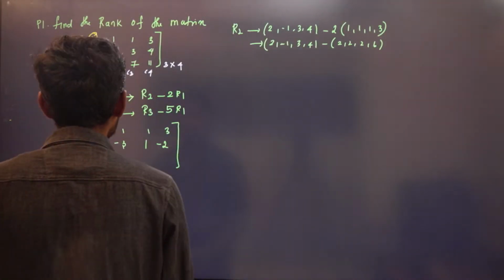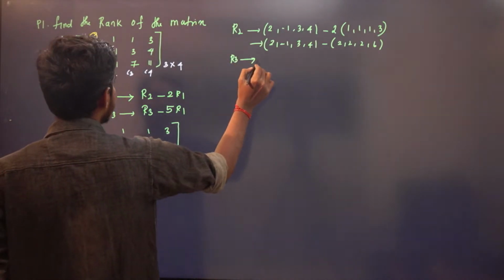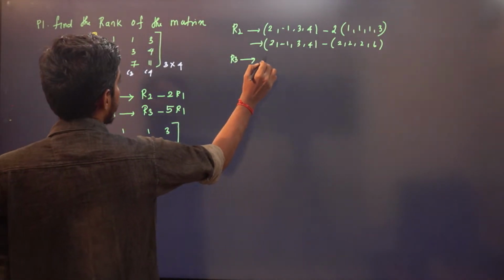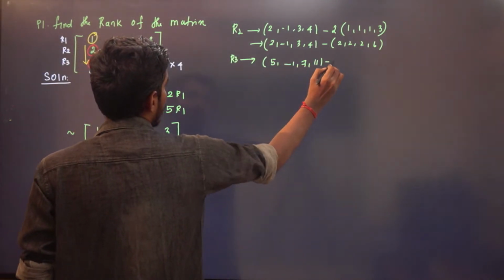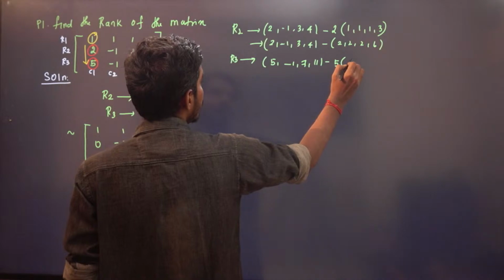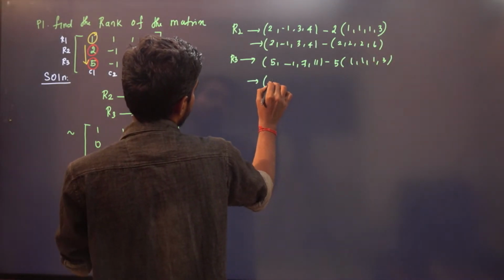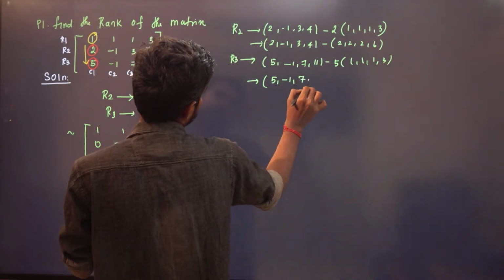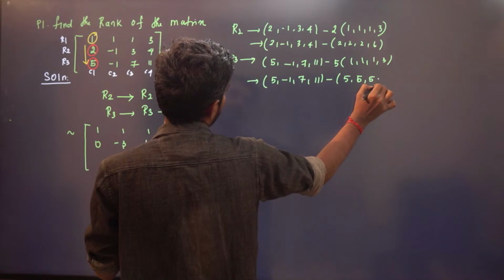And similarly, what is R3 transforming to? R3 is transforming to R3 minus 5R1. So 5, minus 1, 7, 11 minus 5 times R1, which is 1, 1, 1, 3. So this will be 5, minus 1, 7, 11 minus 5, 5, 5, 15.